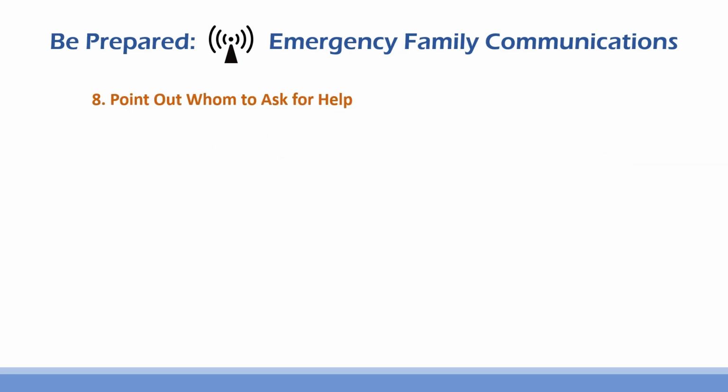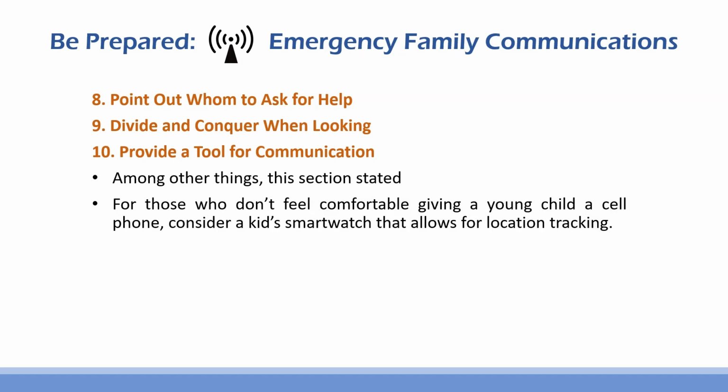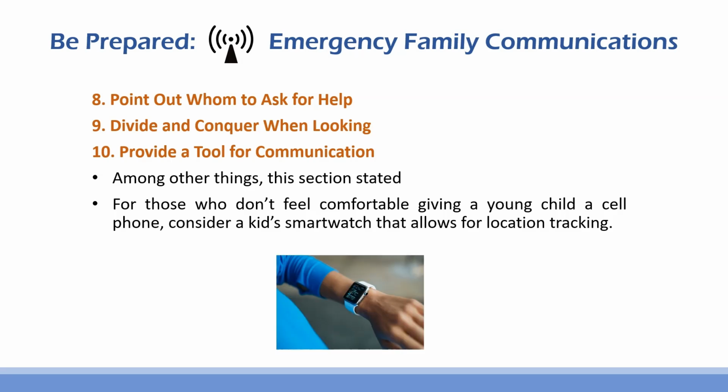8. Point out whom to ask for help. 9. Divide and conquer when looking. 10. Provide a tool for communication. Among other things, this section stated, for those who don't feel comfortable giving a young child a cell phone, consider a kid's smartwatch that has GPS tracking so you'll be able to locate your child.